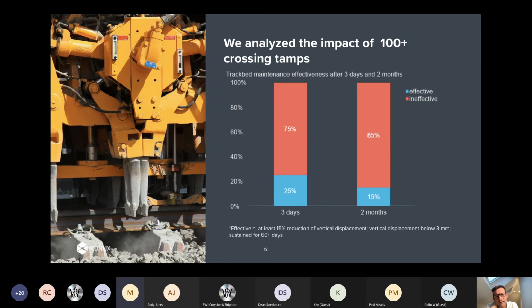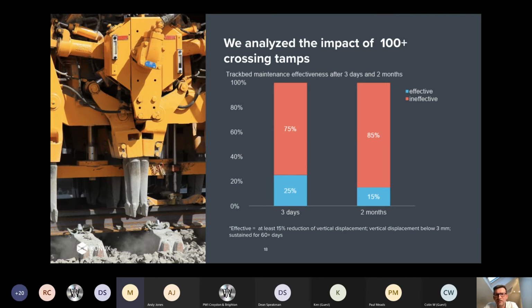But in this example, we analysed 100 crossing tamps, and looked at the effectiveness of the maintenance using the infrastructure owner's own measure. So did it reduce vertical displacement by 15%, and did it reduce that vertical displacement below 3 millimeters? After 3 days, we can see that 75% of those tamps didn't achieve that outcome. And then 2 months later, a further 10% had gone back up above the threshold that had been set.